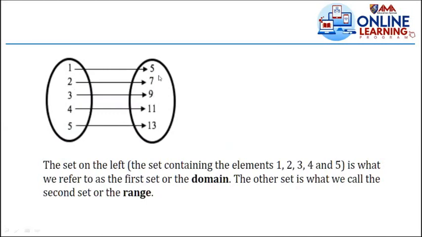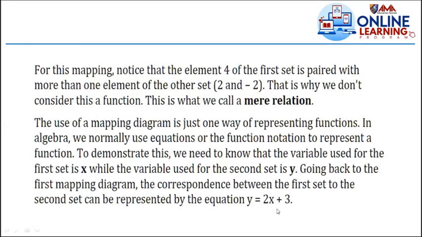Okay, let's check. y is equal to 2x plus 3. If x is equal to 1, 2 times 1 is 2, plus 3 is 5. The same with this one: 2 times 2 is 4, plus 3 is equal to 7. So based on our first mapping, the first set to the second set can be represented by the equation y is equal to 2x plus 3. Okay?